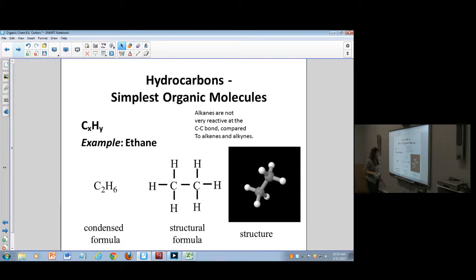Here's the ethane, where we have the condensed formula, which doesn't tell us very much. We have the structural formula. We have the molecular formula, and then we have this one, which is more useful, tells us where to put those hydrogens. And this is also all singly bonded.